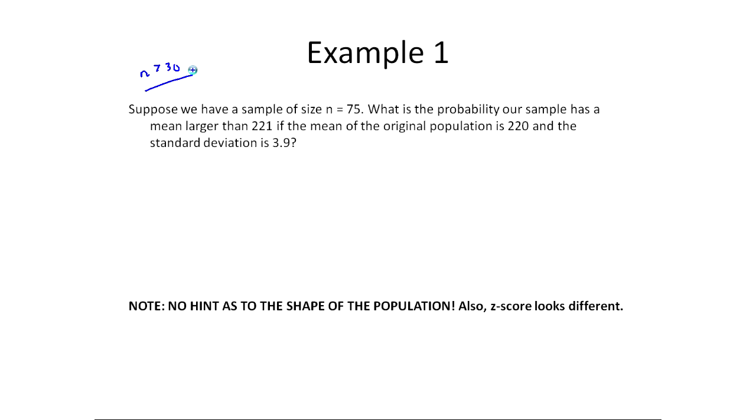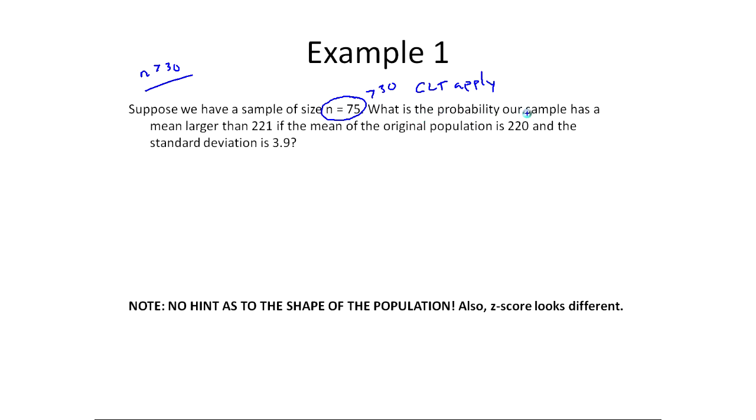So in this first example of an application, we're going to look at something where all the real life stuff's taken out, and we can just look at the math itself. So it says we have a sample size n equals 75. First thing I note is that's bigger than 30, so it's a big enough sample size that the central limit theorem should apply.